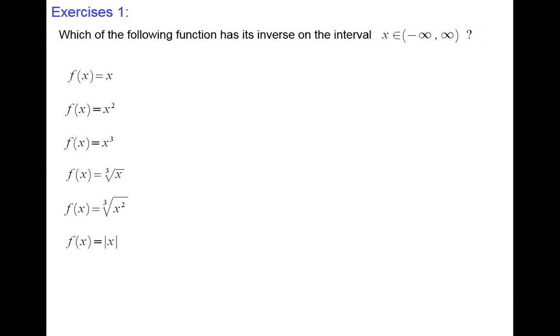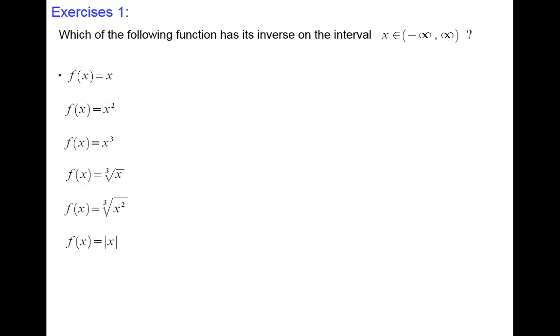And then we have a first question. Which of the following functions has its inverse on the interval? Basically this question is asking if the following functions are one-to-one. Okay? We're not going to look at the inverse at the moment, but we're just testing if it's one-to-one on the entire domain, because I believe each of the functions has domain all of the real numbers.